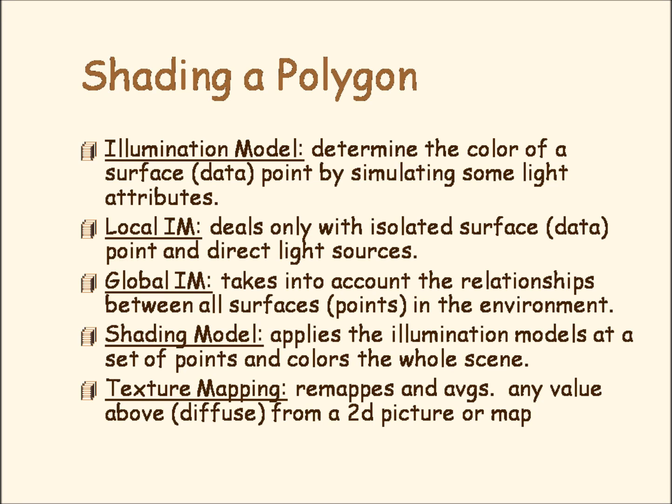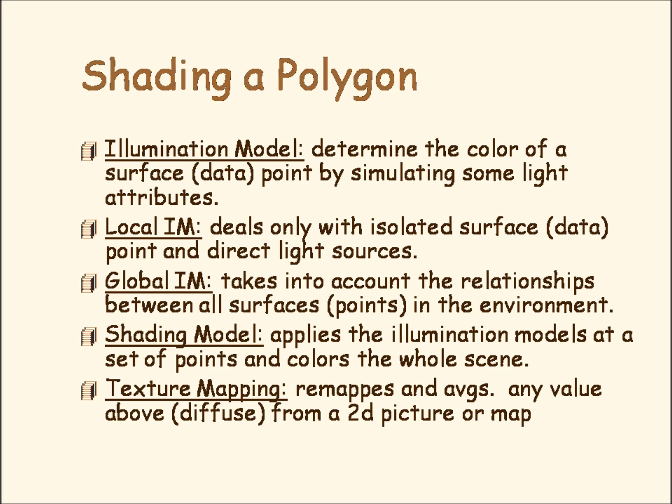So what is an illumination model? It determines the color of a surface data point by simulating some light attributes. यानी कि जब लाइट पड़ती है सरफेस पर तो कलर किस अंदाज से उस लाइट पर नज़र आते हैं. Next is the local illumination model, which deals with only isolated surface data points and direct light sources. This is a point based or pixel based illumination model.